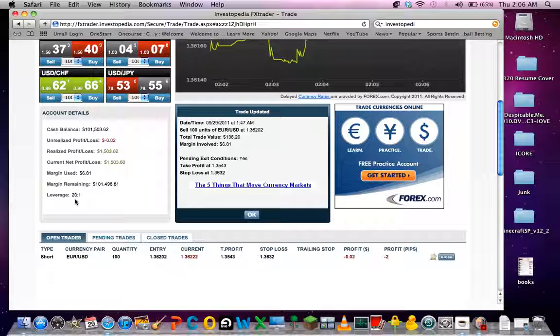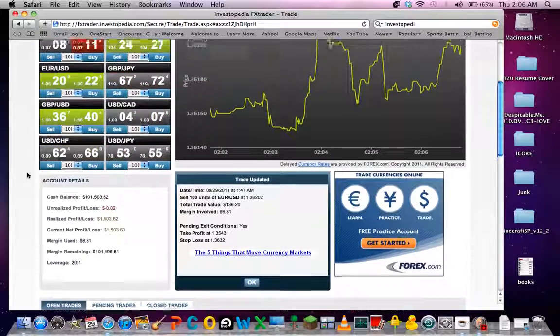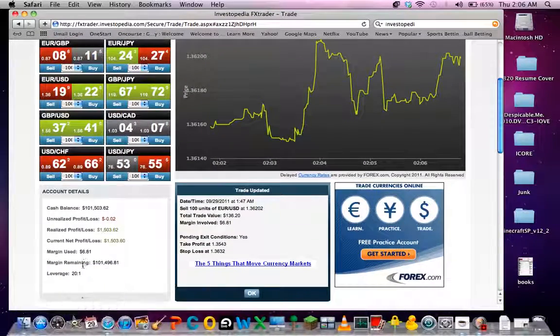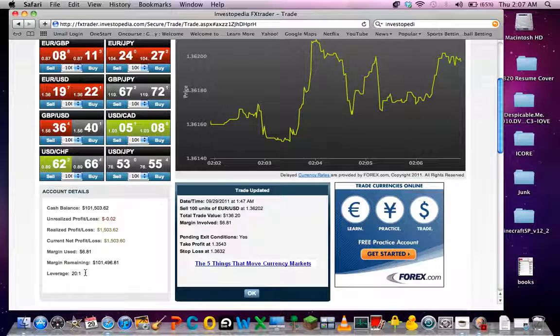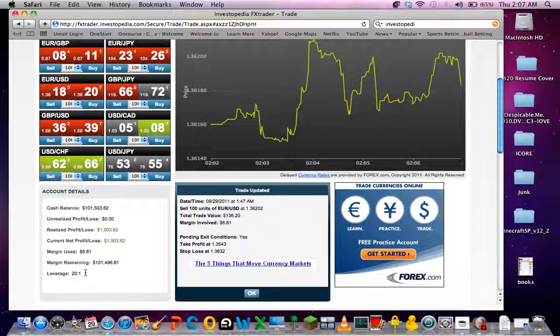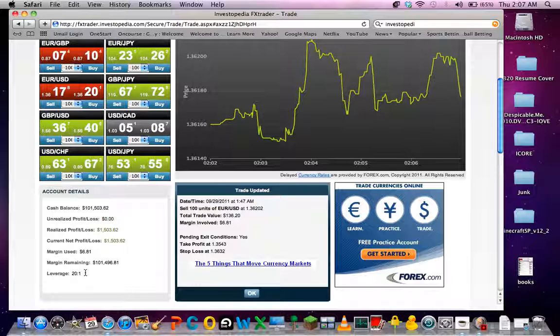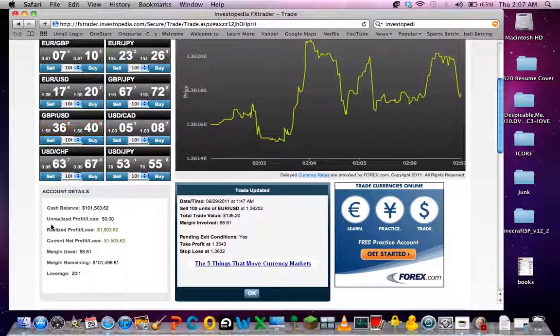What that means for you people that don't have a business background is leverage is basically the amount of money you can borrow based on the money you have. So here it looks like my leverage is 20 to 1. So for every dollar I put in, or obviously this is fake, but if it was real, for every $1 I put in, I could borrow up to $20 to trade with that.